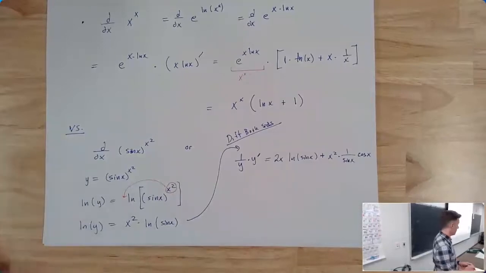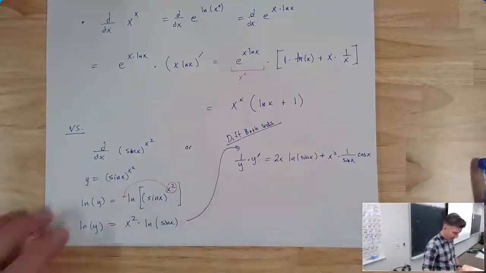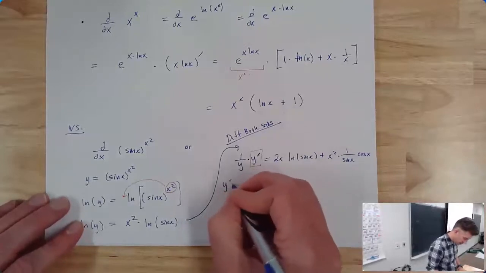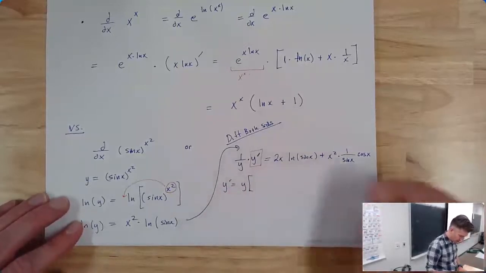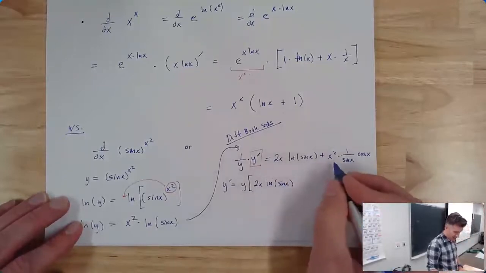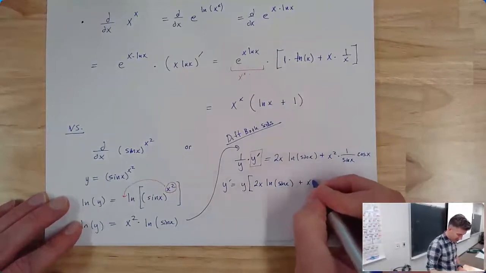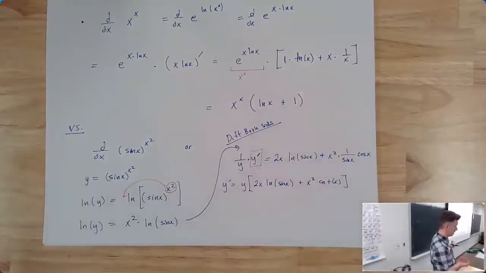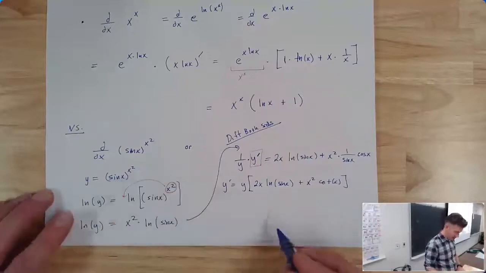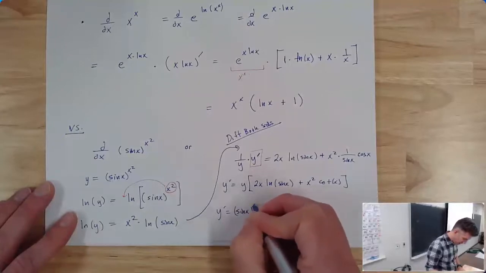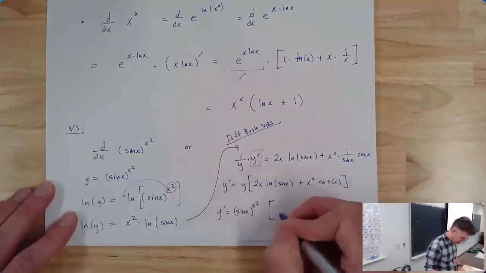Finally, we do a bit of simplification. First things first, we want to isolate y prime. So multiply both sides by y. So we're gonna get y prime equal to y times all of this: 2x natural log of sine of x, and they might write this as x squared times, let's see, cosine over sine is cotangent of x. And then finally, what you could have done in this step if you wanted to, is replace y with what it's equal to. Y is equal to sine of x to the x squared power. So y prime is going to equal sine of x to the x squared power times all that same stuff.